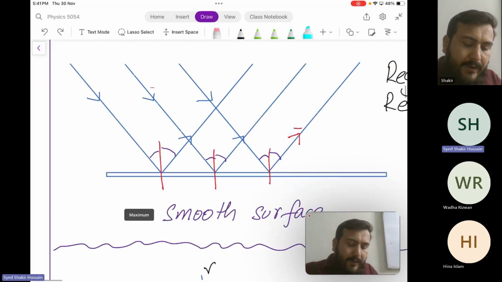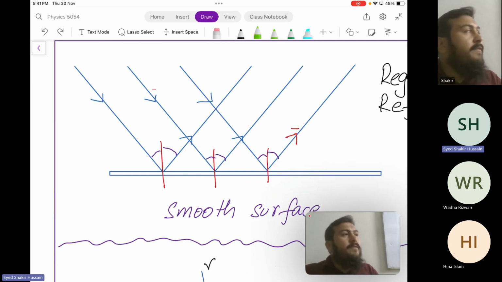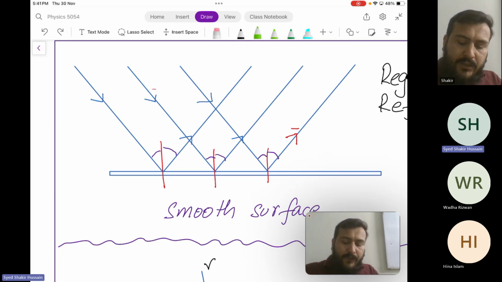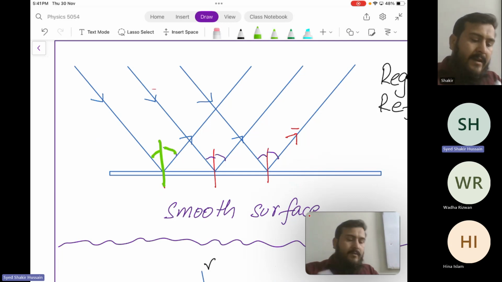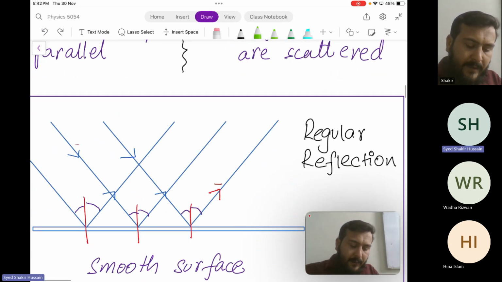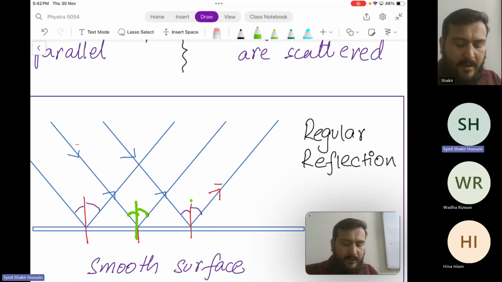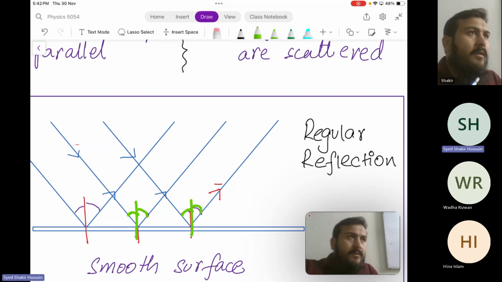One more thing that we need to analyze over here is that every incident and reflected ray will obey the law of reflection, and that is, the angle of incidence is equal to the angle of reflection. Every light ray will obey this law. All right.